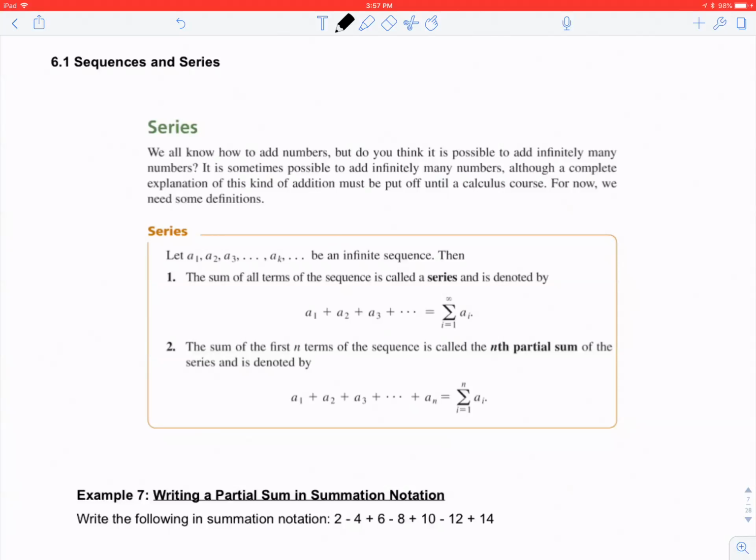The sum of all terms of the sequence is called a series, and is denoted by the sum as i goes from 1 to infinity of a_i. Then the sum of the first n terms of the sequence is called the nth partial sum of the series. It is denoted by a1 plus a2 up to an, and it's the sum as i goes from 1 to n of a_i.